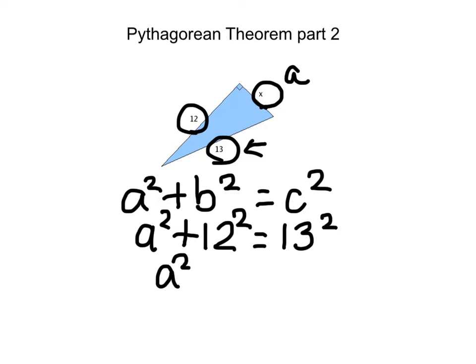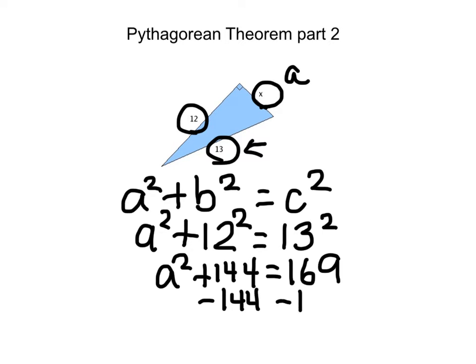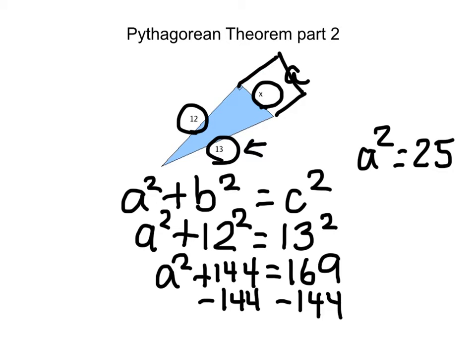Well, 12 squared is 144, and 13 squared is 169. So if I solve this equation for a, I would subtract 144 from each side. I would get a squared equals 25. All right, so the area of this little square here is going to be 25.